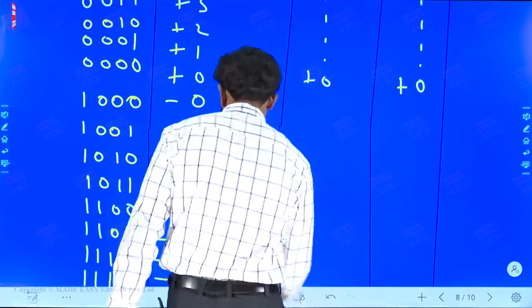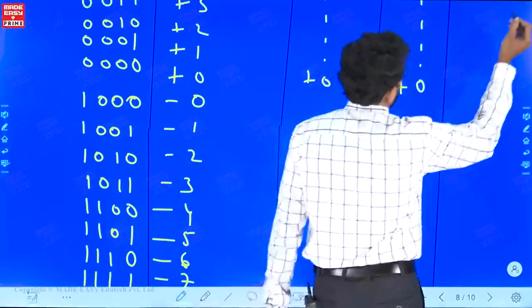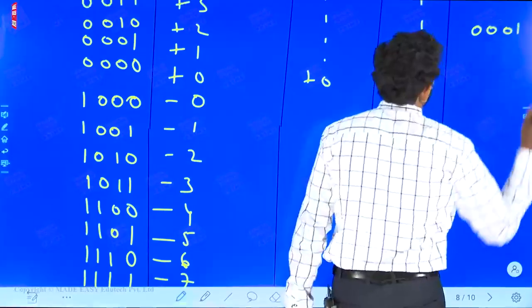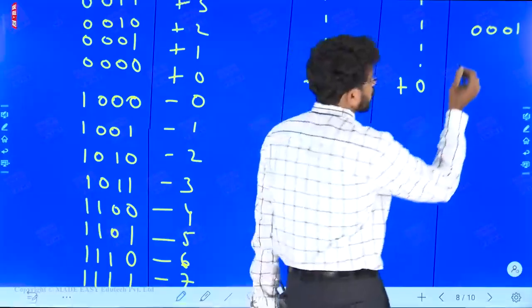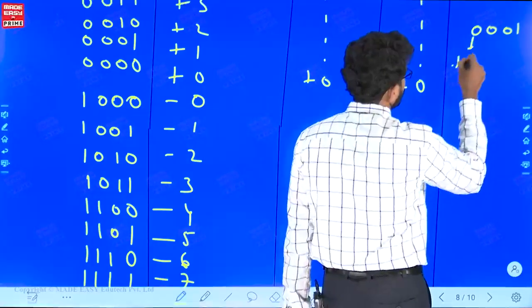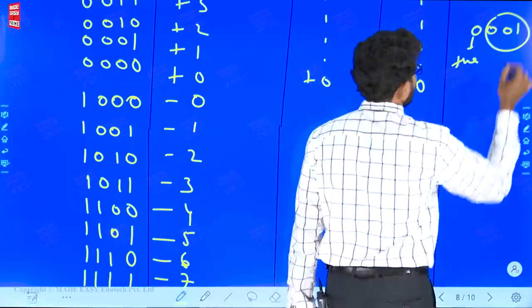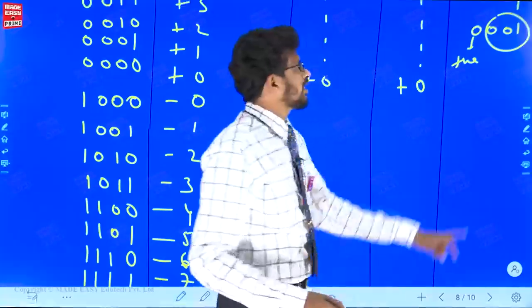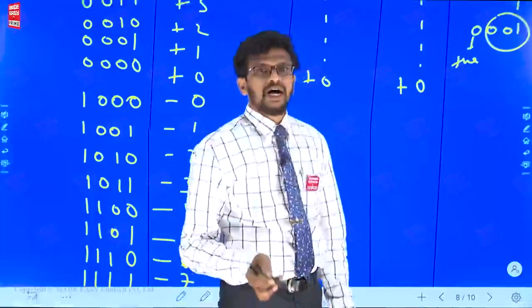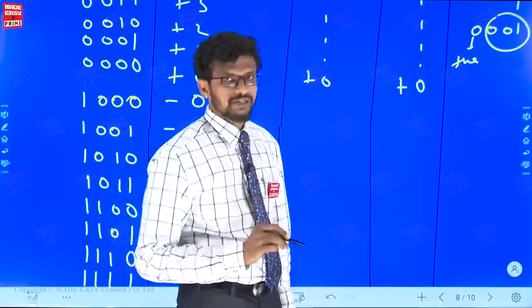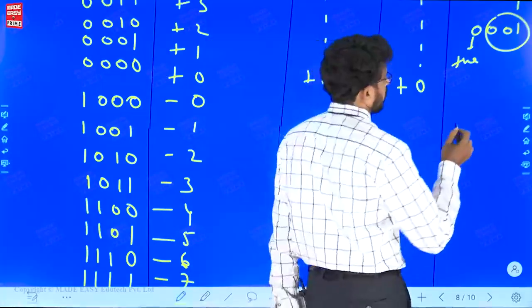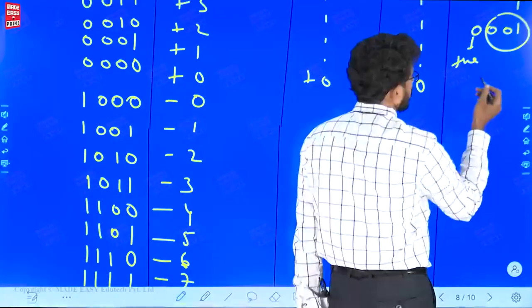Right. So, if you observe carefully, 0001 is the data. It is positive, since this bit is 0 indicates positive. What is this quantity? 1. So, it is plus 1. I want to find out minus 1. How to find out minus 1? Just find the 1's complement.